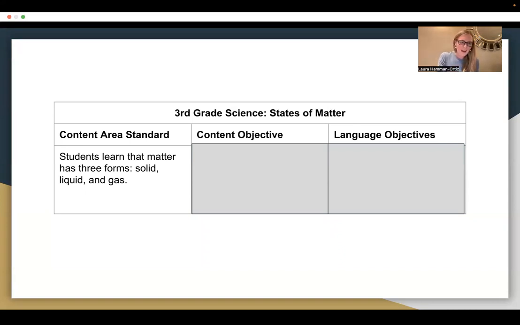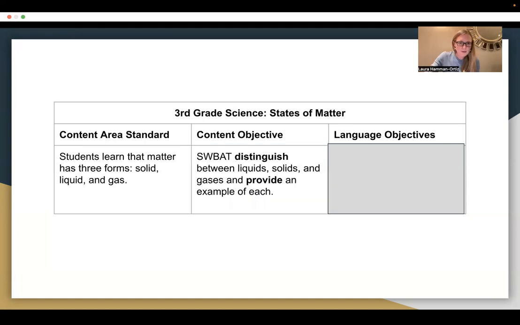And from that, I might generate my content objective, which here I wrote as, students will be able to distinguish between liquids, solids, and gases and provide an example of each. So you see that I took something kind of broader. Standards tend to be a little bit broader. And here I'm being very specific about what they're doing in this lesson. They're distinguishing between these three different forms, and they're providing an example.